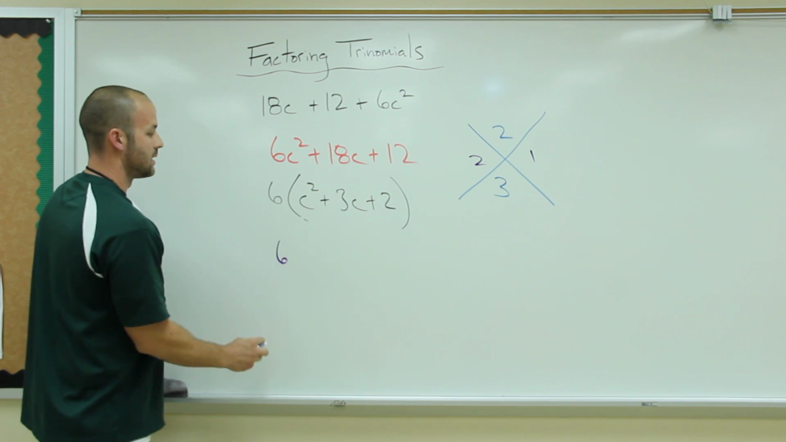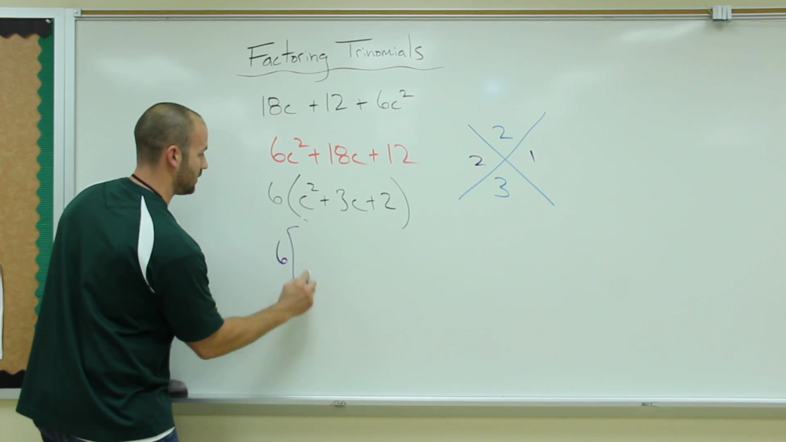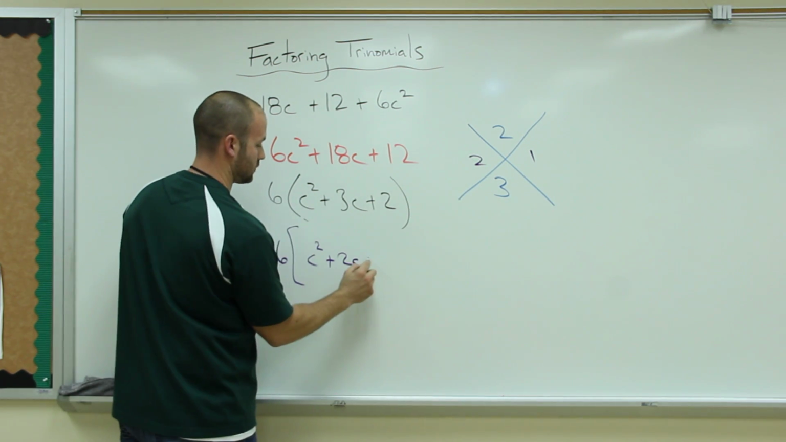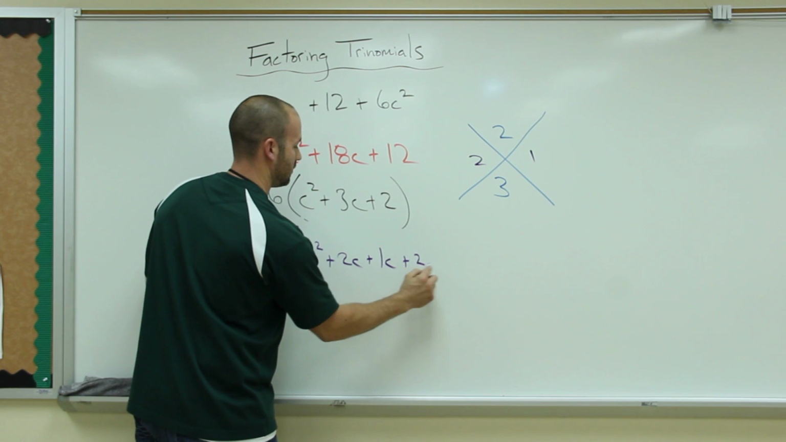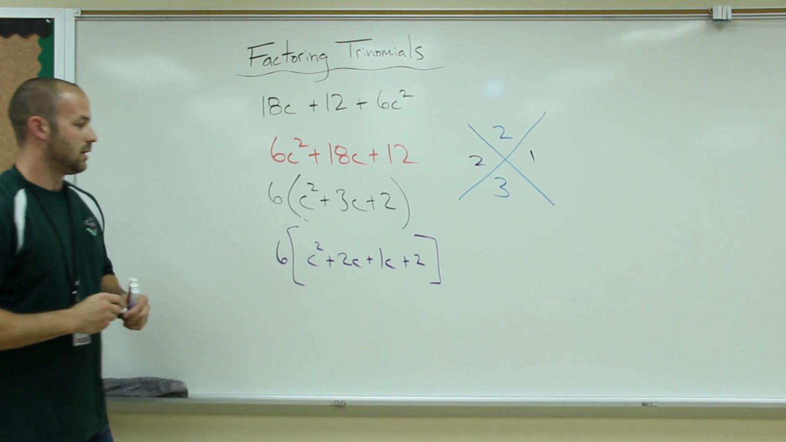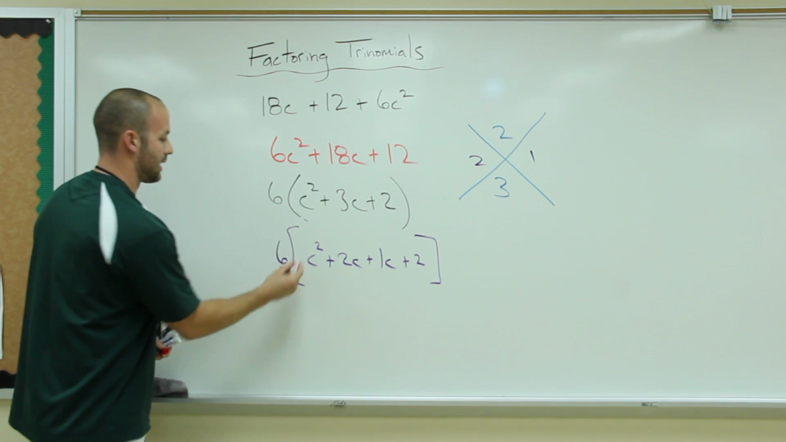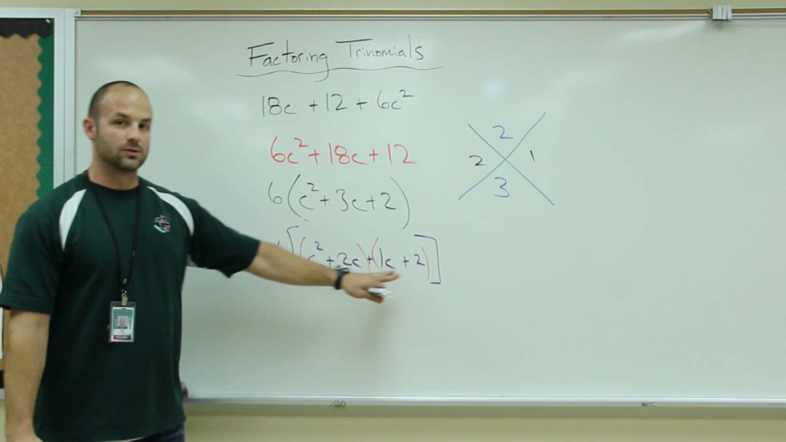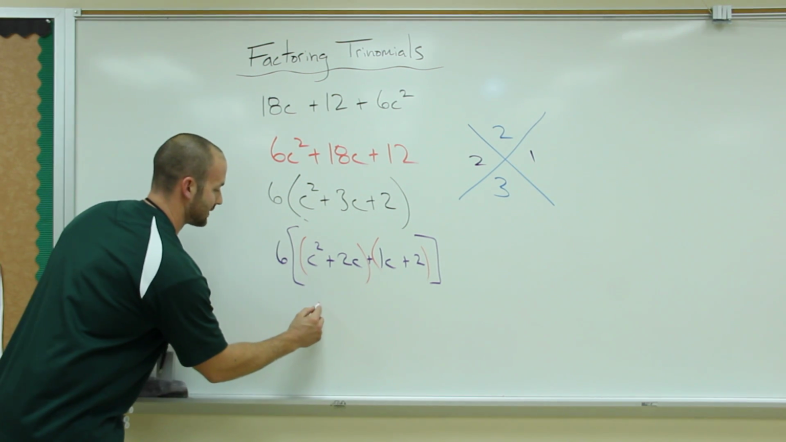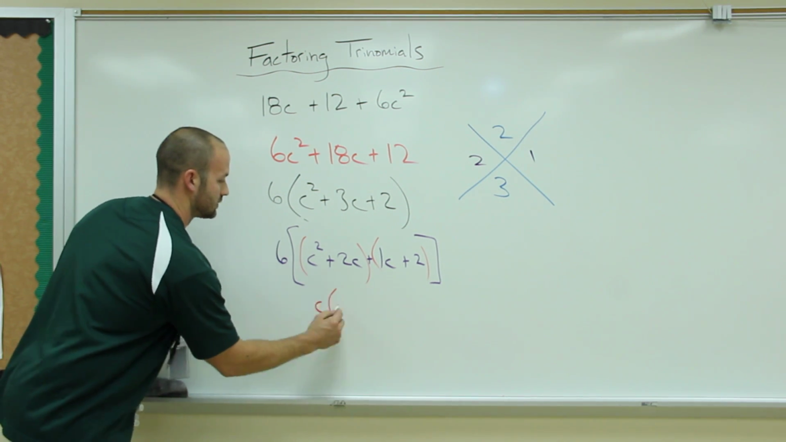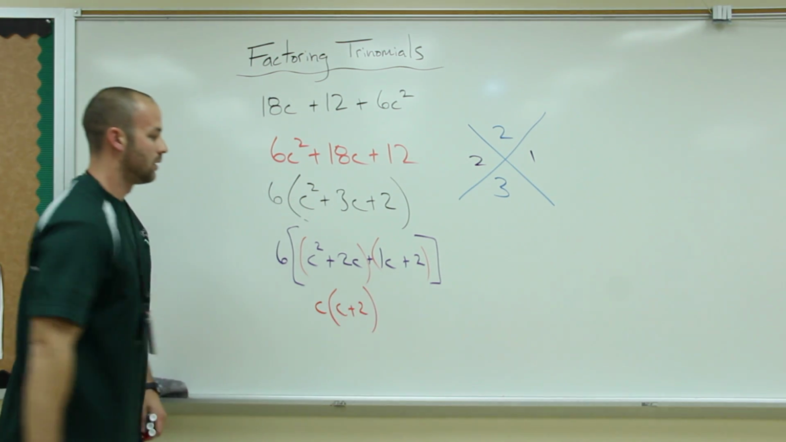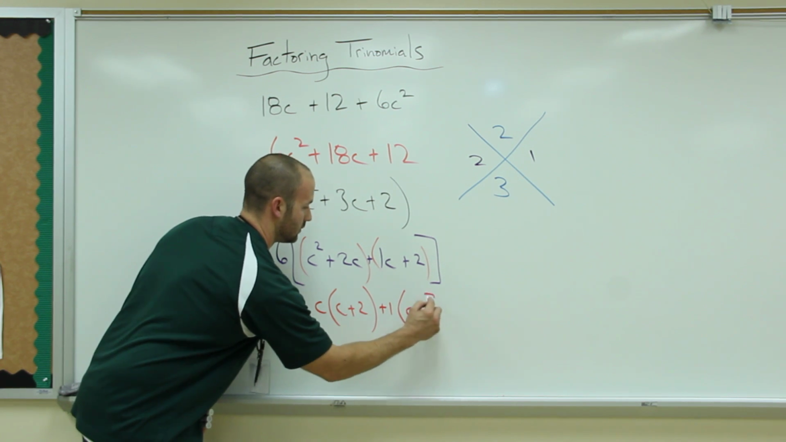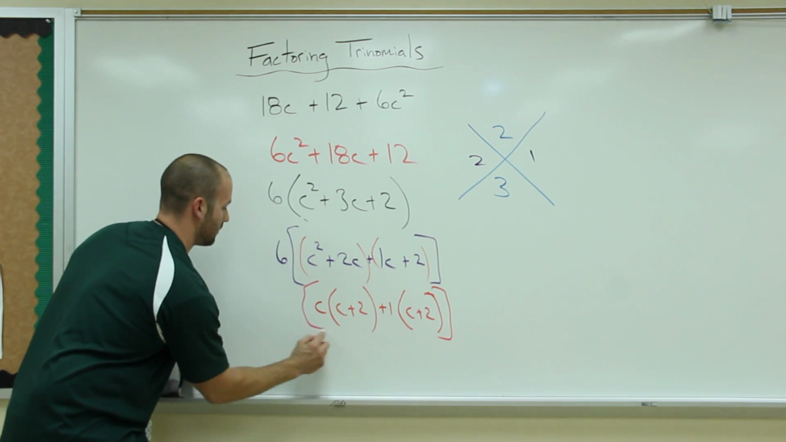So I have the 6, and now I set up the grouping. We have c to the second plus 2c plus 1c plus 2. And now that I split it into 4 terms, I can factor by grouping, looking for the greatest common factor amongst each group. The greatest common factor in my first group is c, which leaves me with c plus 2. The common factor in my second group is just a 1, and I have c plus 2. And don't forget about the 6.